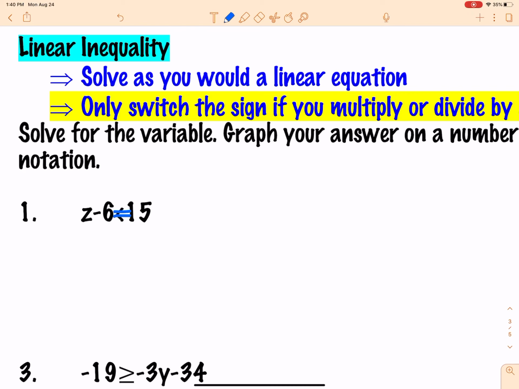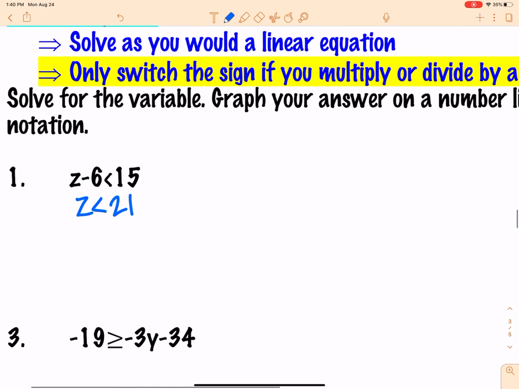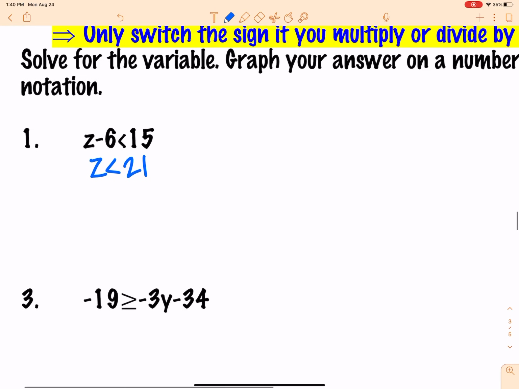We're just going to add the graphing and the interval notation at the end. Okay, so if I want to get z by itself, I would add 6 to both sides, so z would be less than 21. Okay, but that's not necessarily your answer. That could be your answer, but not necessarily. So you actually always have 3 answers for these.